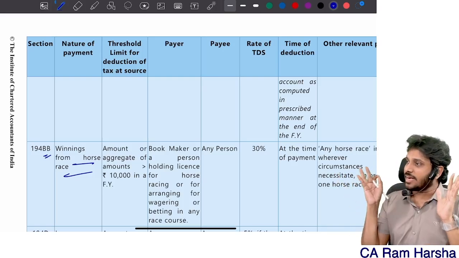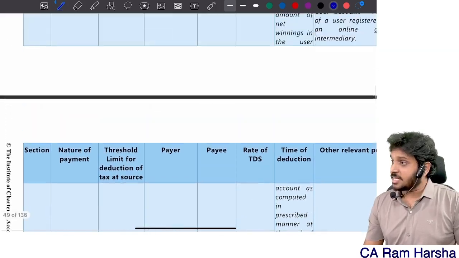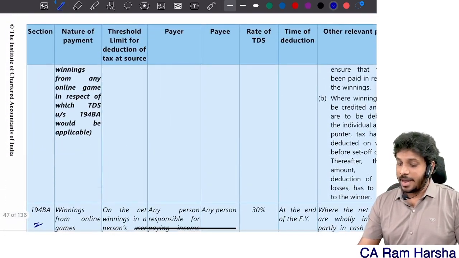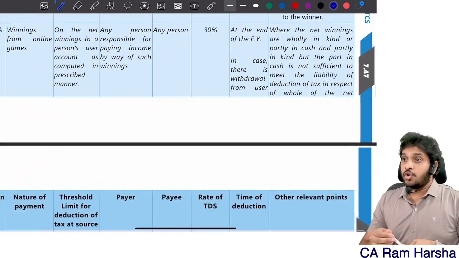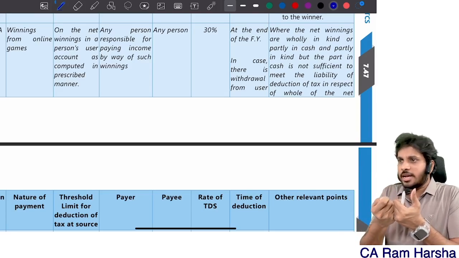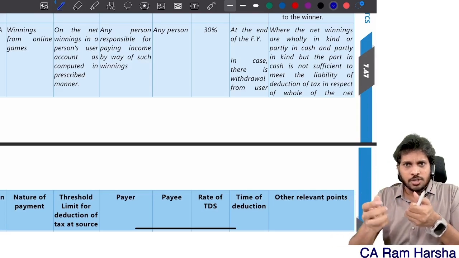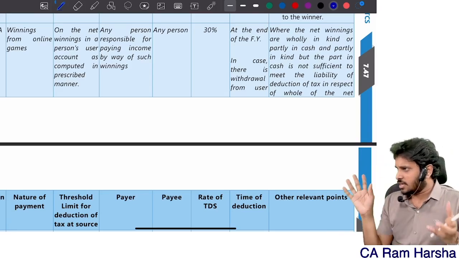What is the rate of TDS? 30%. And of course, payment will be made, TDS will be deducted at the time of payment. But for online games, no. You may have not withdrawn from the application. Like you're playing games online, so whatever money you're winning, no. So whenever you win, some money will be added to the ledger. Whenever you lose, some money will be removed.